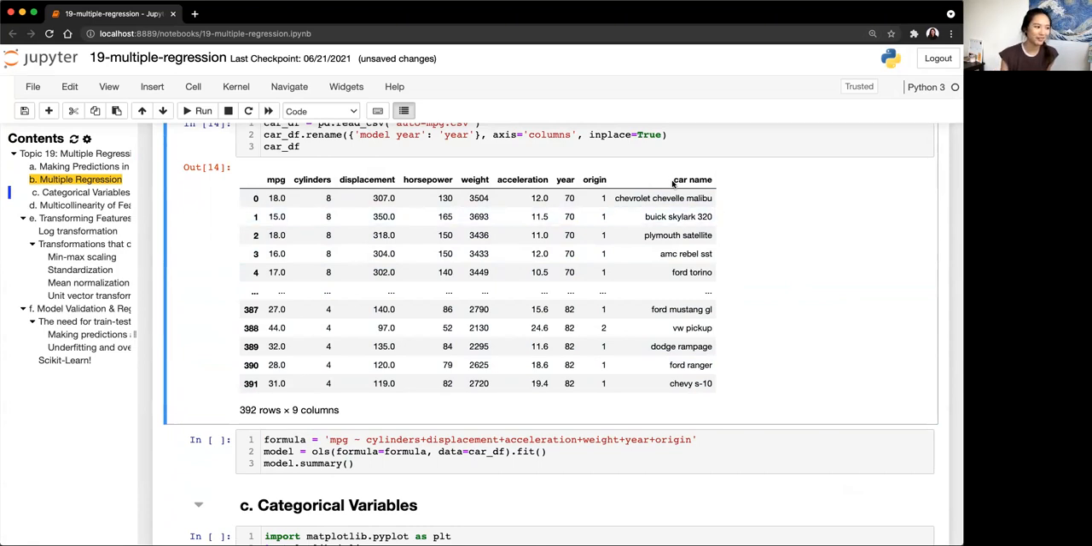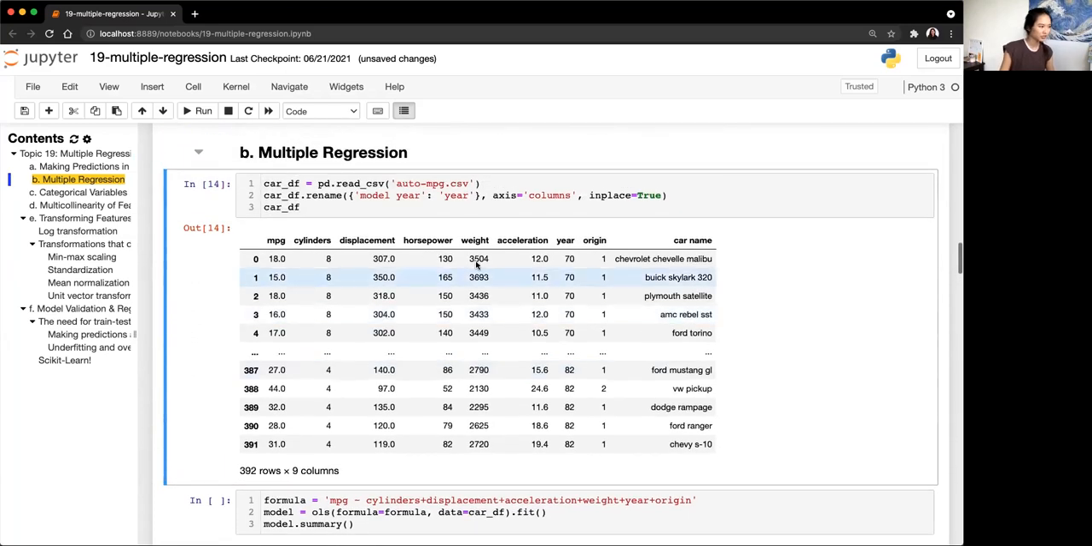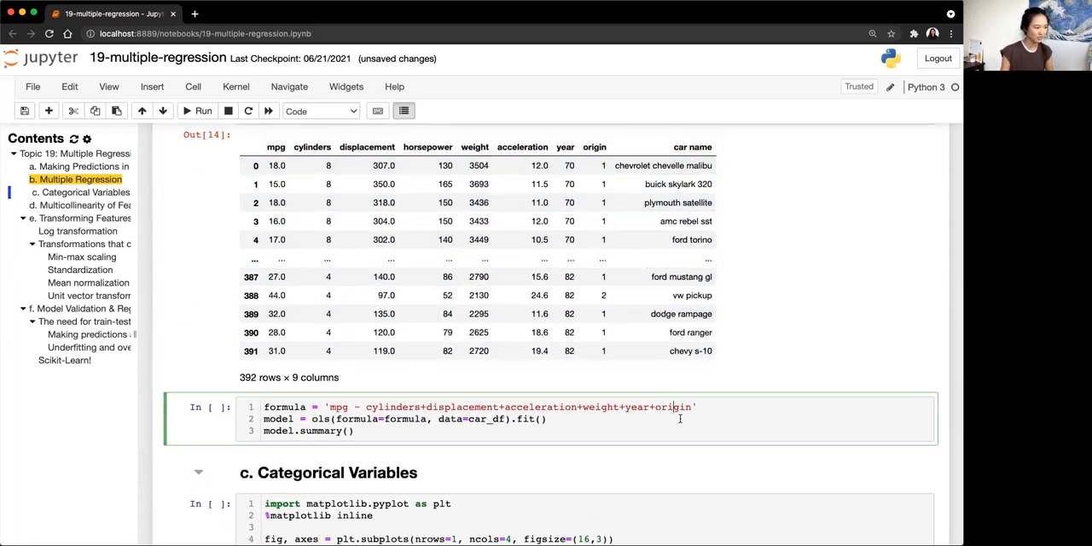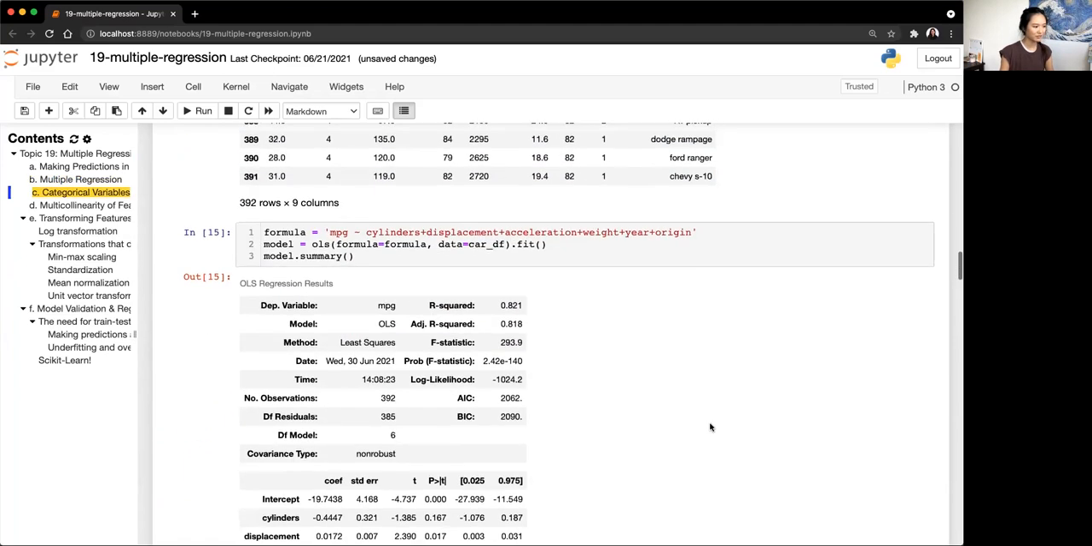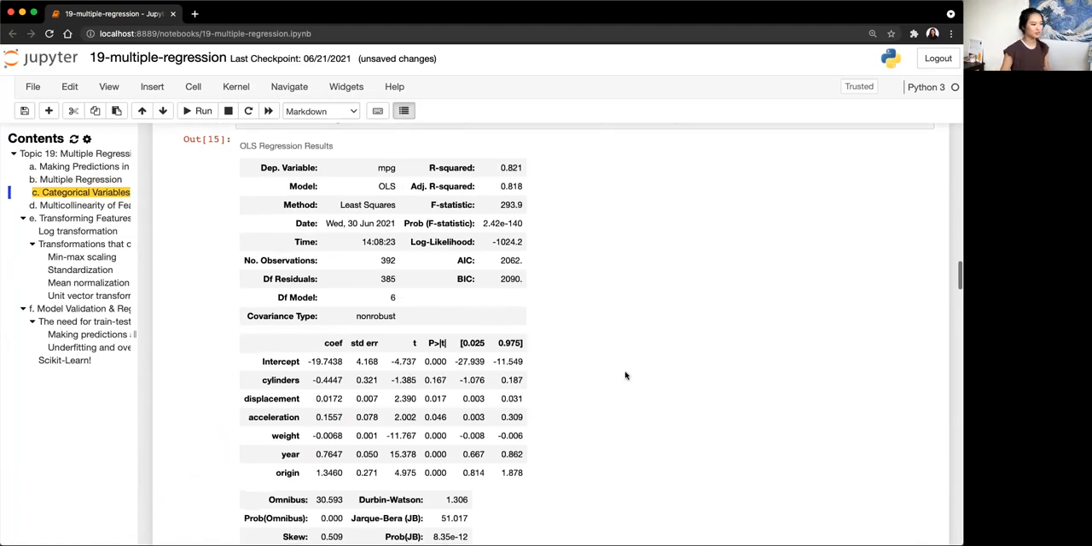And if you have non-numerical columns like this, you can do categorical variables, which I'll talk about right after this. So just to show how the formula works, I'm putting in every column except for car name here. And we have this model, just like that. Your model is built.